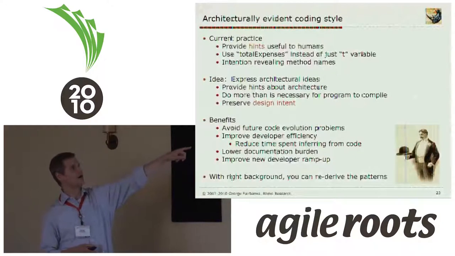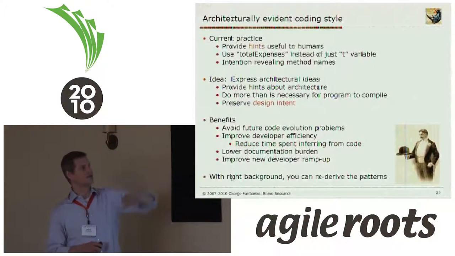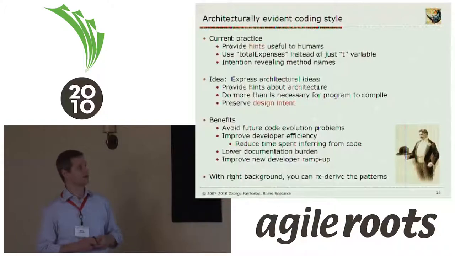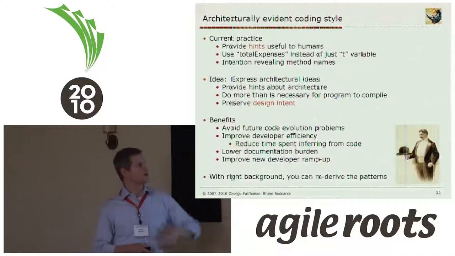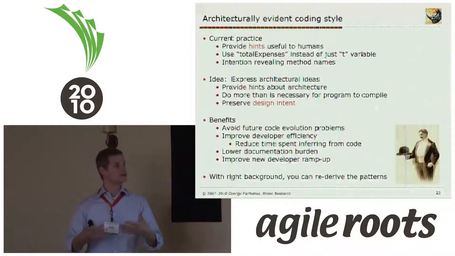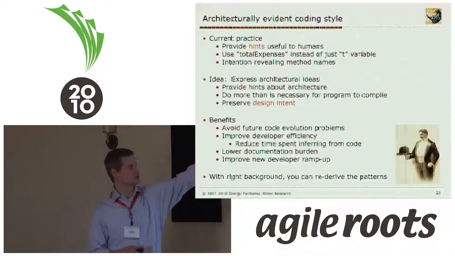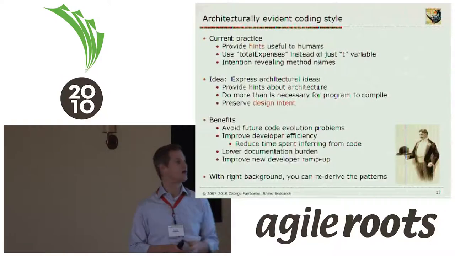We're already doing that right now, like total expenses instead of just T, and we're using intention revealing method names, like Kent Beck suggested. But we're also going to do something else. We're going to express architecture ideas. We're going to provide hints. We're going to do more than is necessary for the program to compile. I'm going to say that again. We're going to do more than is necessary for the program to compile, okay? T works just as well as total expenses, but we're going to go beyond that here.